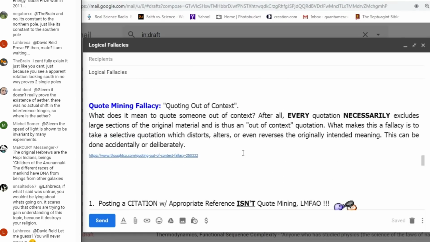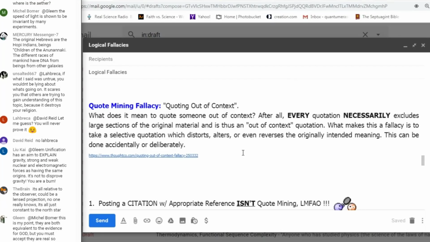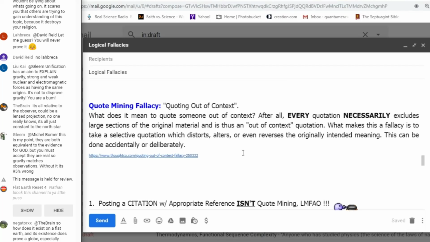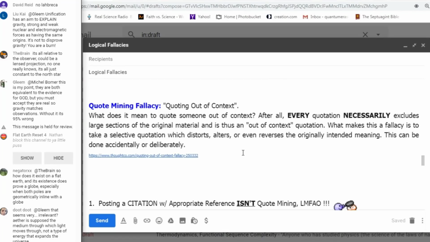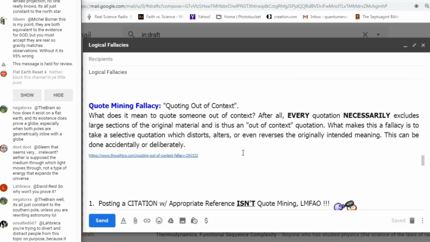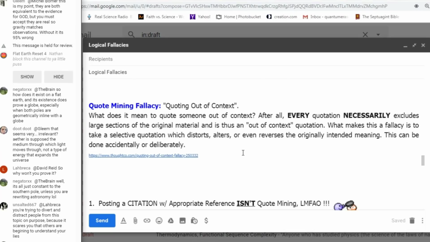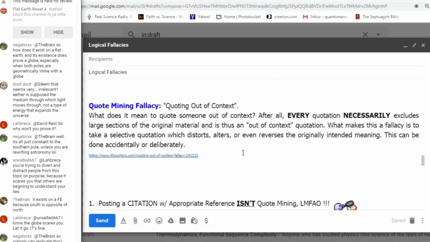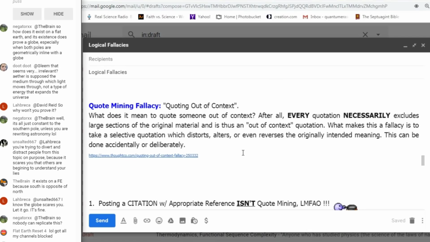All right. My favorite. I'd like a little latitude on this one, Nathan. I'm going to spread my wings here. I'm going to love this. So, quote mining fallacy. This is quoting out of context. So, what does it mean to quote someone out of context? After all, every quotation necessarily excludes large sections of the original material and is thus an out of context quotation. What makes this a fallacy is taking a selective quotation which distorts, alters, or even reverses the originally intended meaning. This can be done accidentally or deliberately.